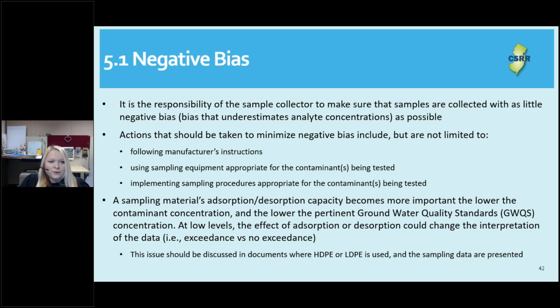This is especially important when sampling for VOCs and other compounds that tend to absorb, like PFAS. A sampling material's absorption-desorption capacity becomes more important the lower the contaminant concentration and the lower the groundwater quality standard. At low levels, the effect of adsorption or desorption could change the interpretation of the data. This issue should be discussed in documents where high-density polyethylene versus low-density polyethylene is used and the sampling data are presented. Low-density polyethylene tends to have higher absorption than a higher-density polyethylene.